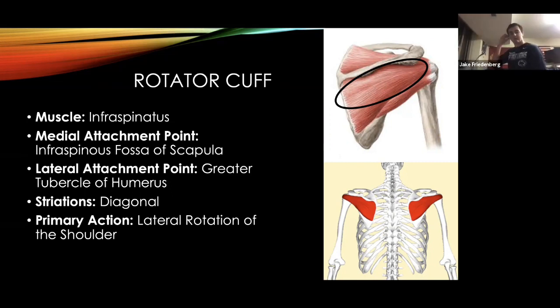If I had a point, my medial attachment point, and I put my thumb on the lateral attachment point of the greater tubercle, if I wanted to decrease this angle, I would have to laterally, so away from the midline of my body, laterally rotate my shoulder joint. This would decrease the angle between the medial attachment point and the lateral attachment point.